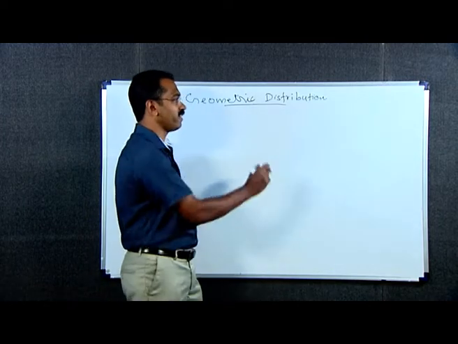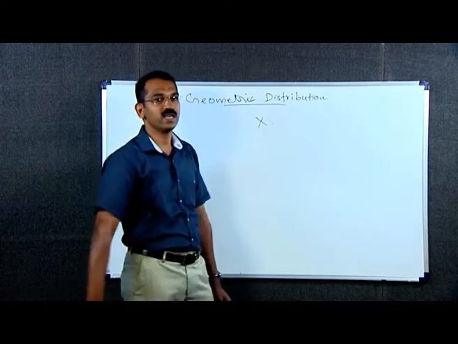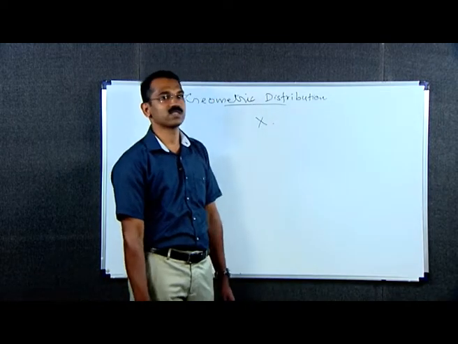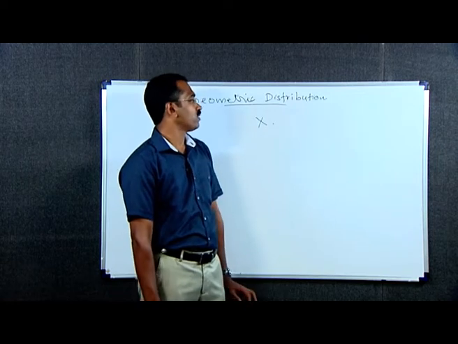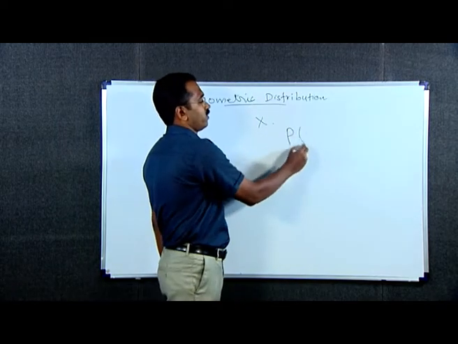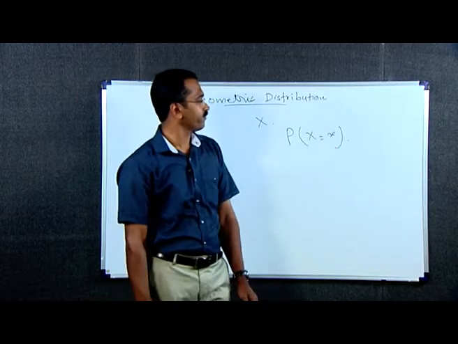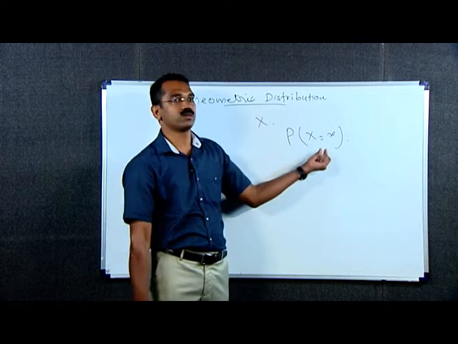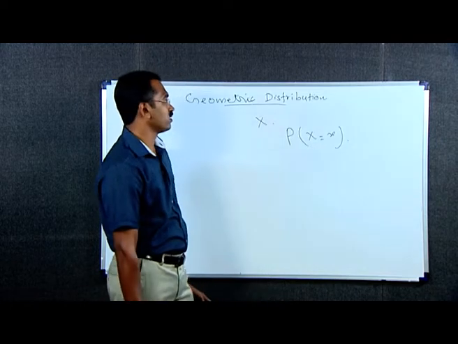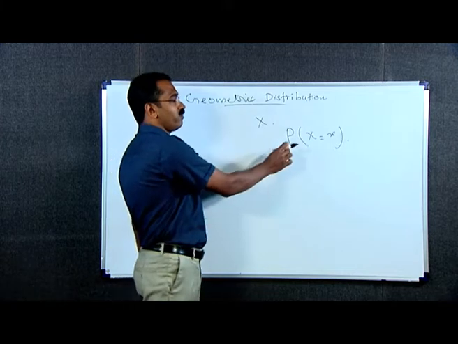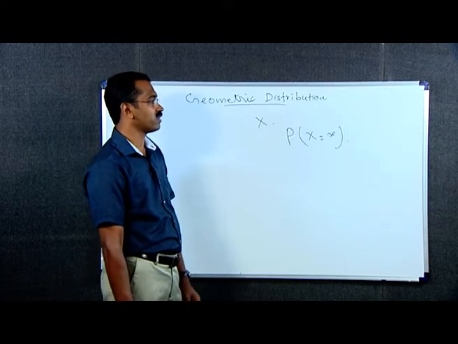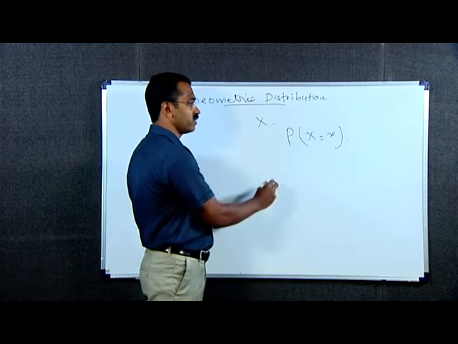Now we define a variable X as the serial number of the trial of the experiment in which the first success occurs. Then we have to find the probability of X equal to x. That means the probability of getting the first success in the xth trial. If we are getting the first success in the xth trial, it means the previous x minus 1 trials are failures.